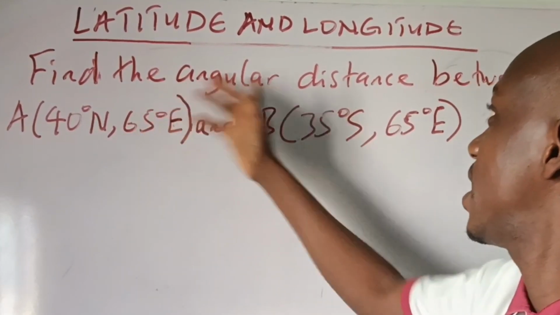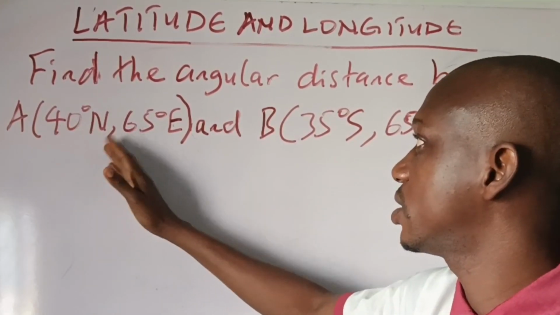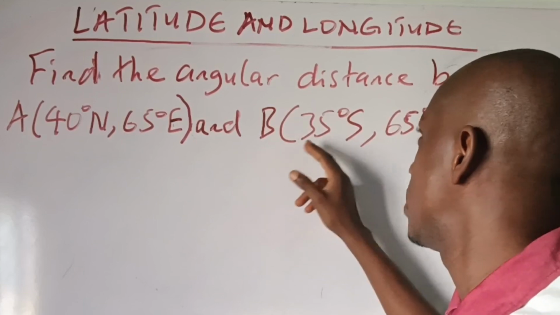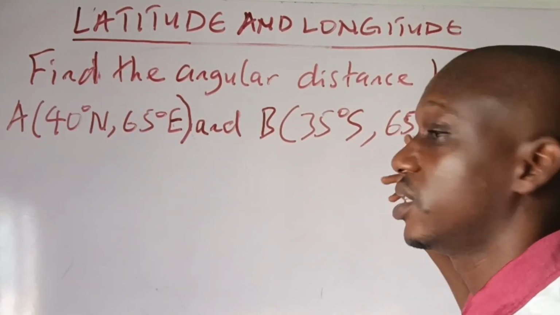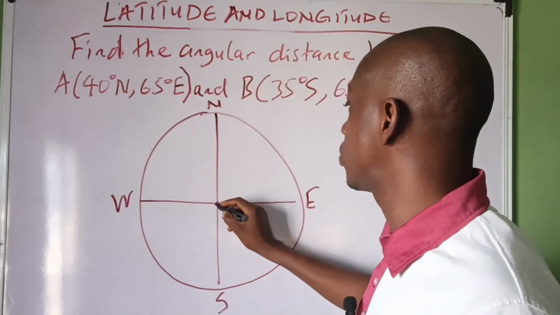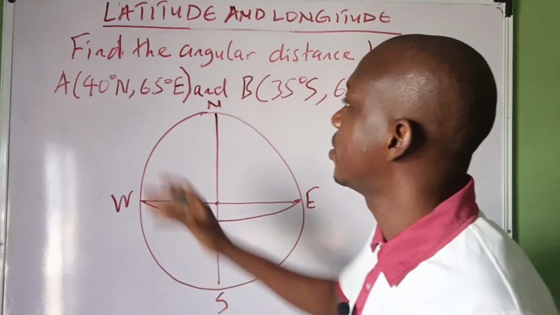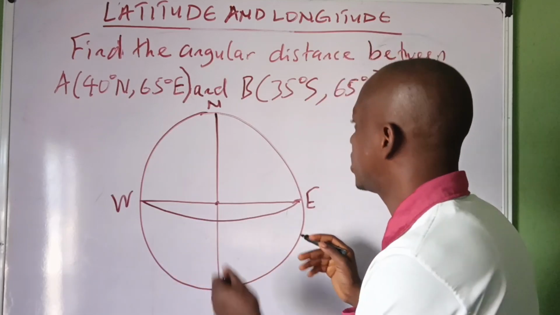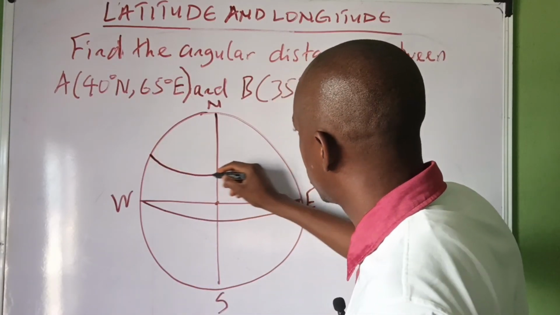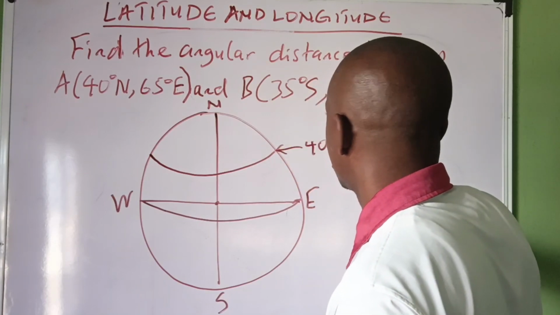Find the angular distance between A, which is 40 degrees north, 65 degrees east, and B, which is 35 degrees south, 65 degrees east. What do we do first? Now, this is the equator. Normally, the equator will have this curve. Now, it says 40 degrees north. It means it's going towards the north. So you have to draw it this way, and label it as 40 degrees north.